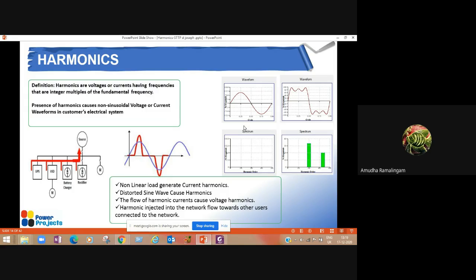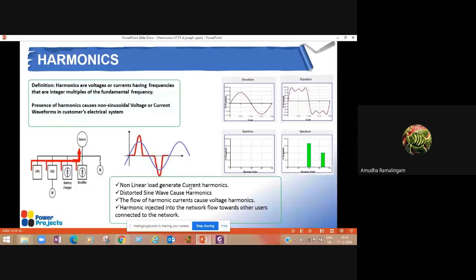What type of nonlinear load you are using determines which harmonics will be present. Which order harmonics will be present depends on the type of load you are using. We will see what is linear load and nonlinear load. As of now, I can say that nonlinear loads will generally create current harmonics. That is, when you use a nonlinear load, it will distort your current waveform. So it will draw non-sinusoidal current and current harmonics will be produced.